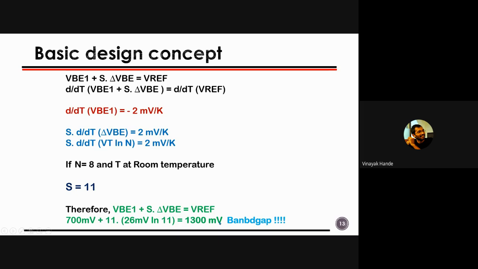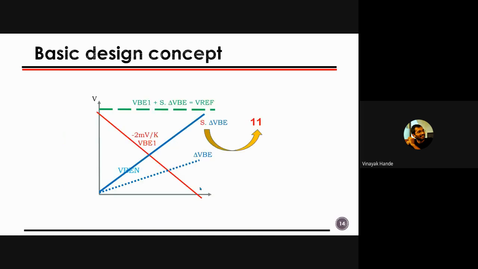It is called a band gap based voltage reference because it is close to 1.1 electron volt, silicon's band gap, and generally it doesn't vary with the temperature. So 1300 is called a band gap based voltage reference, right? Now a similar thing I'm showing here: VB1 plus scaled delta VB, where S is equal to 1, and I'll get approximately 1300 millivolt, right?